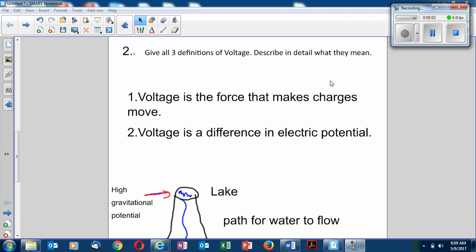Question 2 states, give all three definitions of voltage, describe in detail what they mean. First definition, voltage is the force that makes charges move.